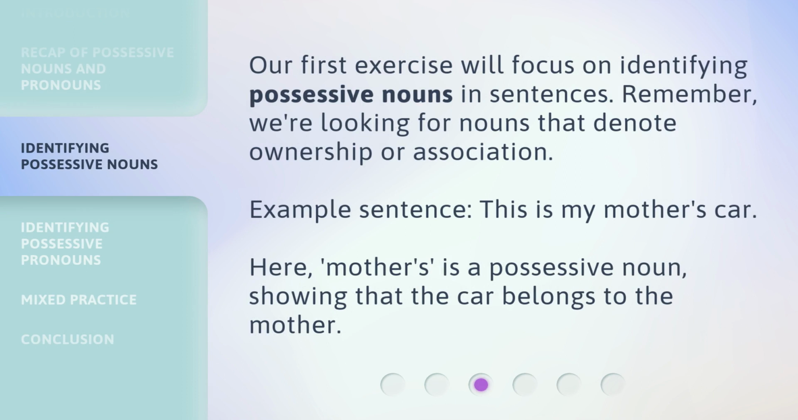Our first exercise will focus on identifying possessive nouns in sentences. Remember, we're looking for nouns that denote ownership or association. Example sentence: This is my mother's car. Here, mother's is a possessive noun, showing that the car belongs to the mother.